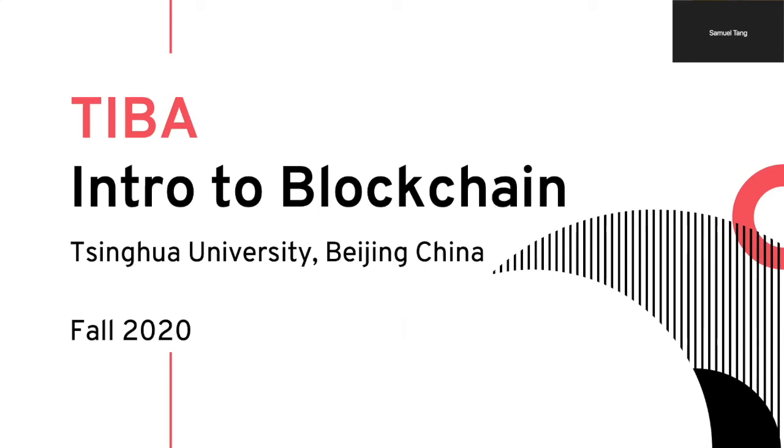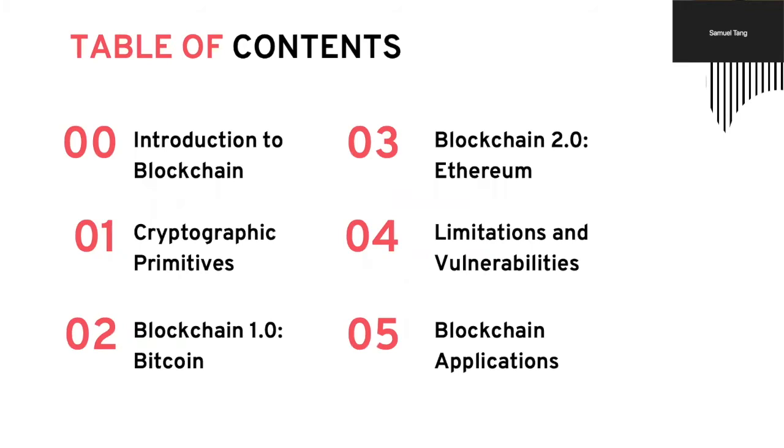I want to start by giving an overview of the course. There are 6 lectures in this course. Last week we talked about an introduction to blockchain, and today we're going to talk about cryptography. In the future, we're going to talk about Bitcoin, Ethereum, and then some limits and ways to attack blockchain, and then finally some of the applications of blockchain.